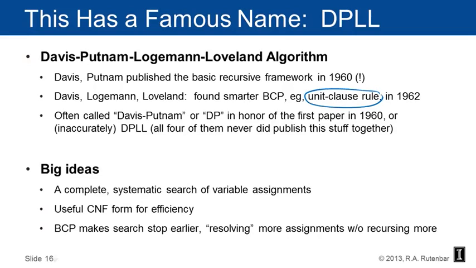And amazingly enough, it's 50 years old, but it's still the heart and soul of every modern SAT engine. It's often called Davis-Putnam, DP, in honor of the first paper, or inaccurately, Davis, Putnam, Logemann, Loveland. The four of them never actually did publish all this stuff together. And the big ideas are a complete systematic search of the variable assignments, a recursive framework for doing that. The CNF form is a useful form for efficiency because you can tell immediately if this thing can't be satisfied because one of the clauses is a 0. And BCP with unit clauses to make the search stop earlier, resolving more assignments without recursing more.